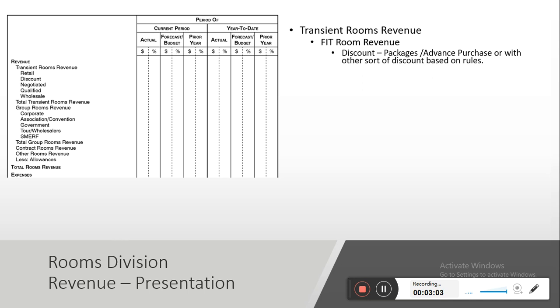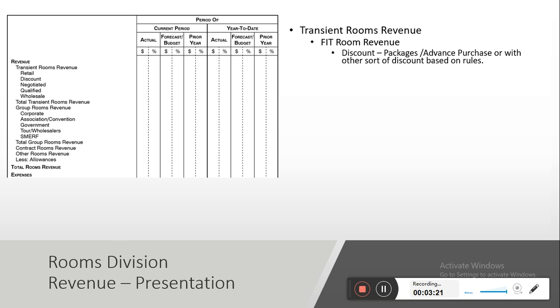The conditions of the retail business and the corporate business can be significantly different in terms of cancellation, in terms of other restrictions on the use by negotiated because of the lower rates, and in terms of benefits as well.